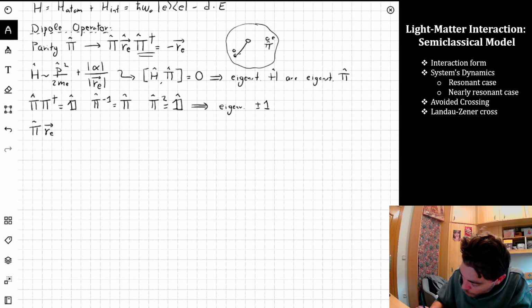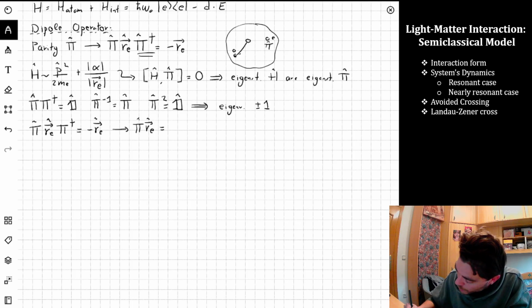If we have the parity operator and we apply it twice, we know we have minus Re. This is just the definition. But now, if we apply pi to the minus 1 from the side, or just pi from the side, we get pi Re, and it would be pi plus pi, but this is the identity matrix, so it's the same. And now here we just apply it from the right, so it's minus Re times pi dagger.